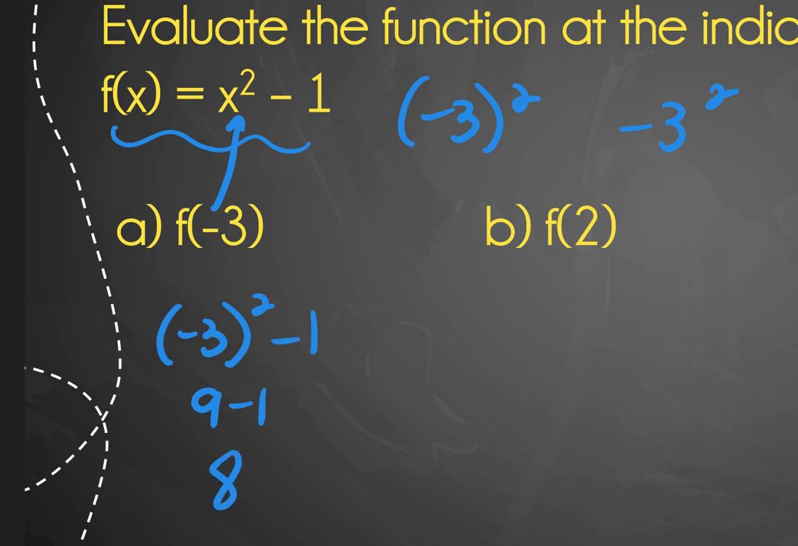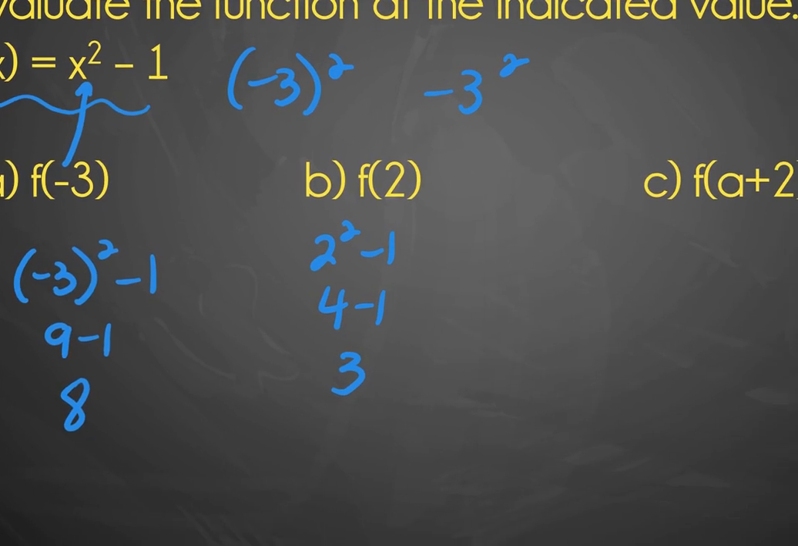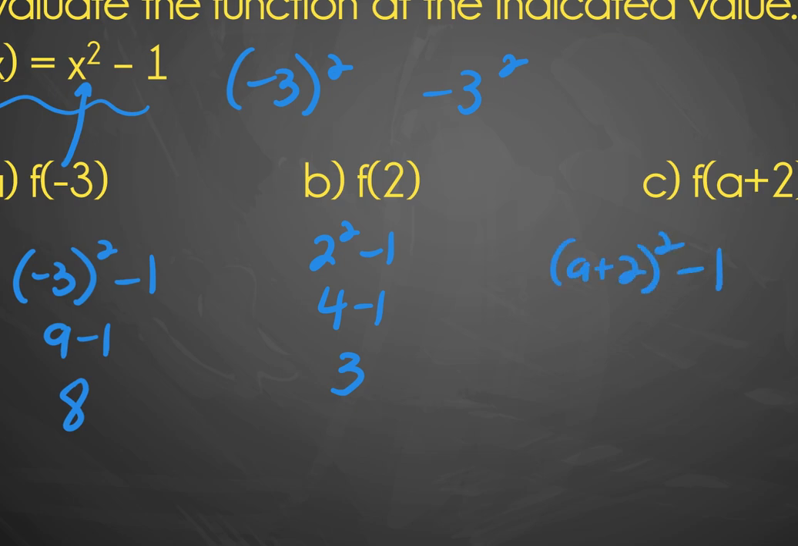F of 2, we plug in. 2 squared minus 1, 4 minus 1, which is 3. And then C gives you a binomial. So we take that a plus 2, we plug it in. a plus 2 squared minus 1.